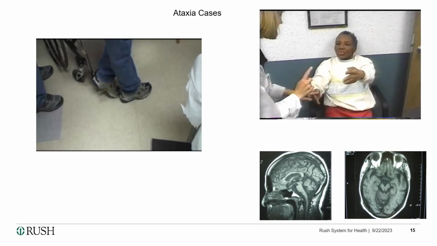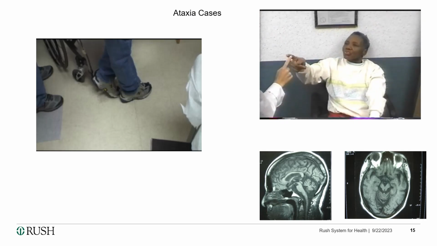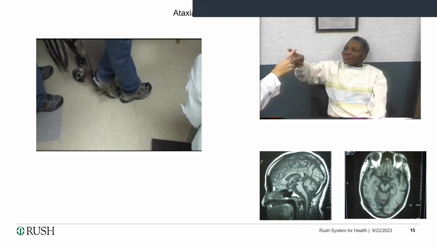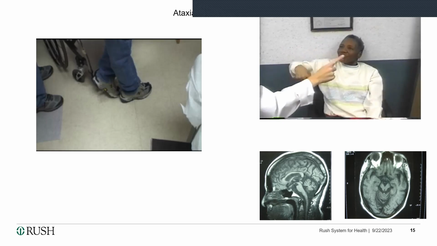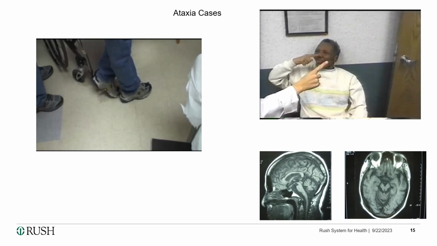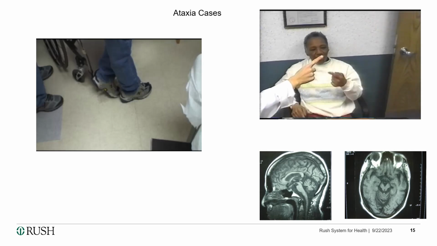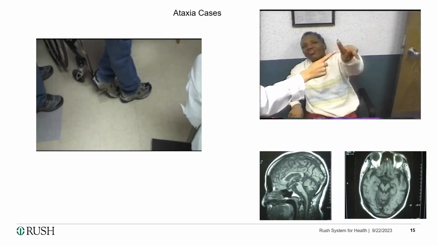Now, some of these patients will actually have a head tremor. And in her case, it may be hard to tell, but as you continue to watch her, you can see it's continuous. So in her case, she may have a cerebellar head tremor. We don't see that very often. It can be hard to distinguish from titubation, but it may help you if you can sort out that it looks rhythmic and continuous.